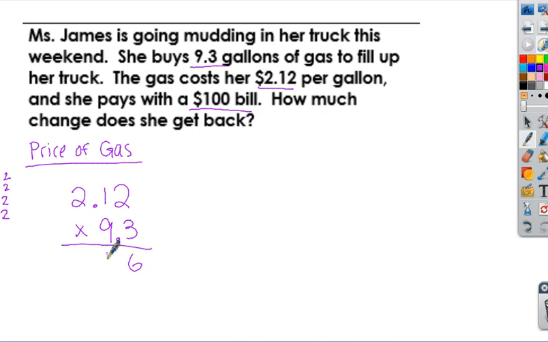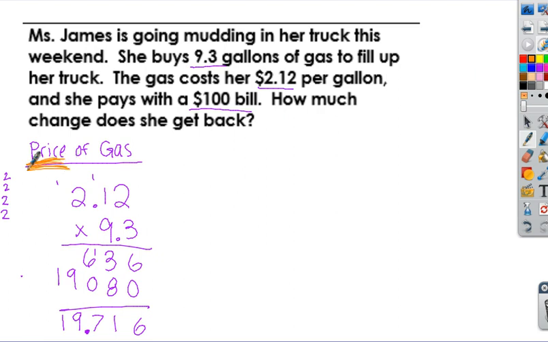So from here, I'm going to do my multiplication. And I'm going to move my decimal point over 3 spots. Now, here comes a little bit of understanding. Yes, our answer is 19.716. But remember what we're working with. We're dealing with money. We're dealing with the price of something.